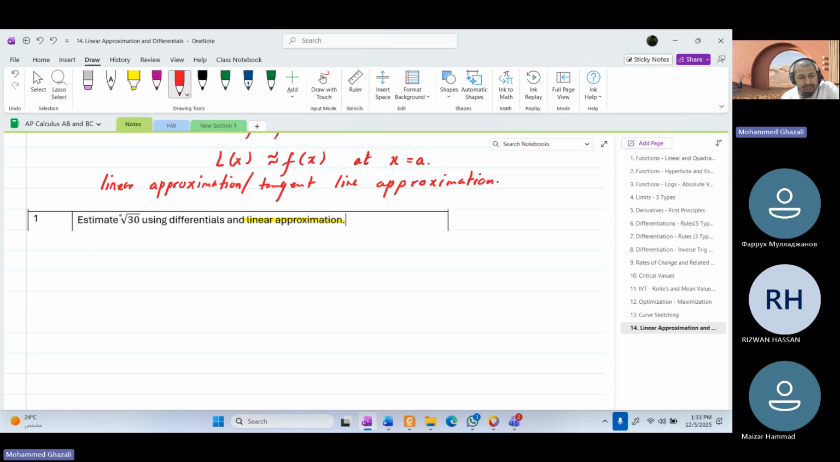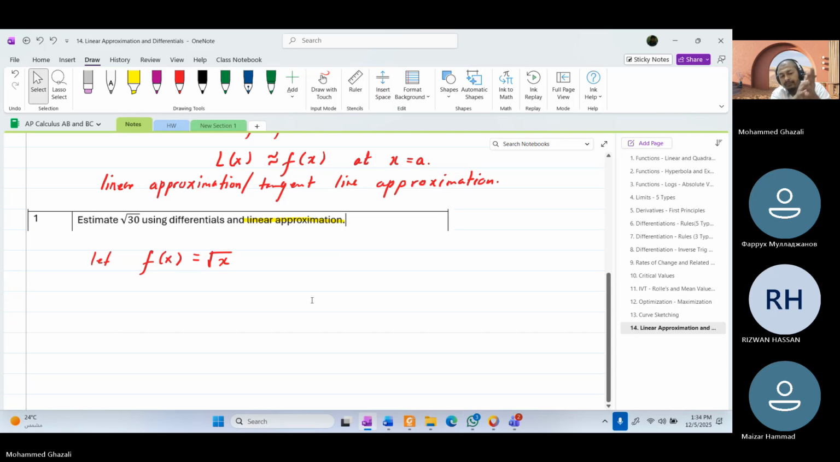So we set up a function. We say let f of x be equal to square root of x. Now, what is an a value? You need to choose a value close to square root of 30, basically a known perfect square. So what's the closest perfect square to square root of 30? We have 25 and 36.